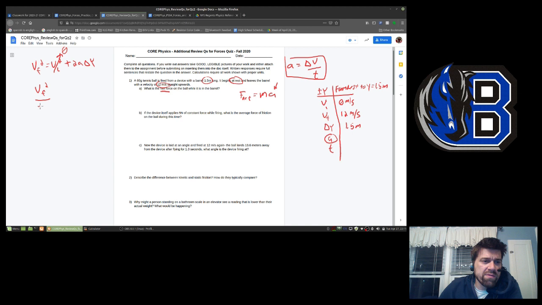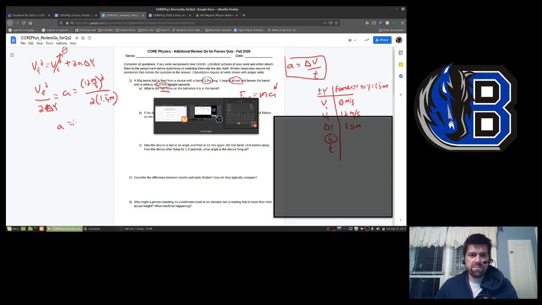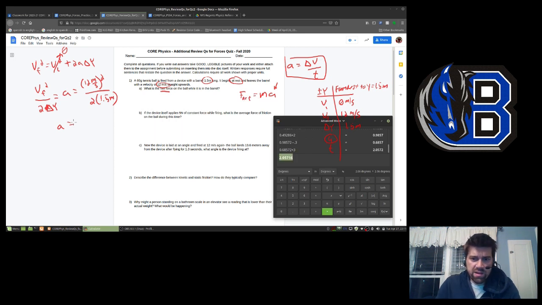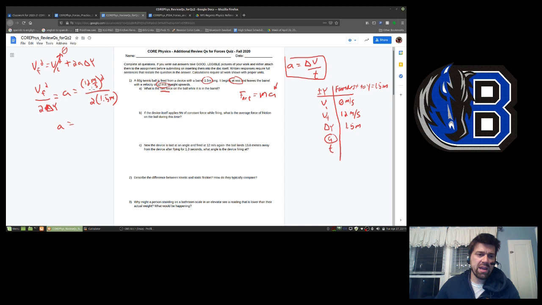v squared over 2d equals, solving for a equals a. I got my 12 meters per second over 2 times 1.5 meters. Let's say 12 squared is 144 divided by 2 divided by 1.5. You should get 48 meters per second squared. Okay, but of course I'm not done.